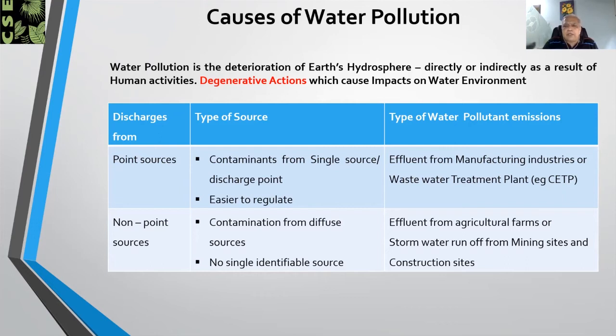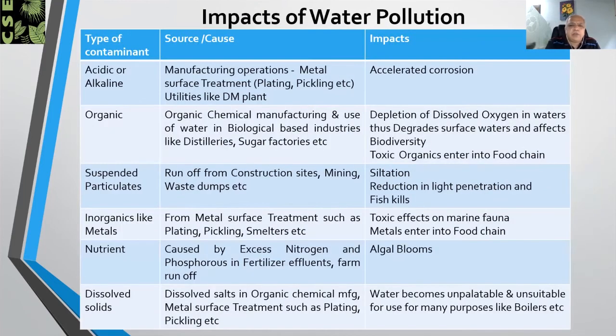The storm water which is draining out of agricultural farms, containing pesticides or fertilizers, nutrients, is causing pollution in the nearby water bodies. Now, these are the ones which are difficult to control because there is no single identifiable source. Now, impact of water pollution, we are more or less aware of this.